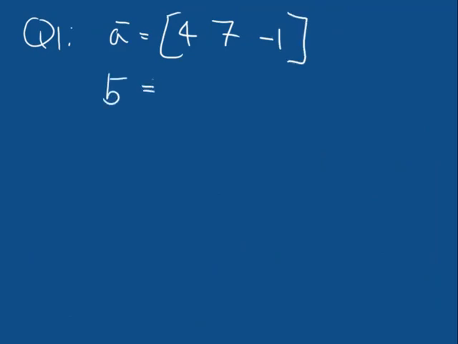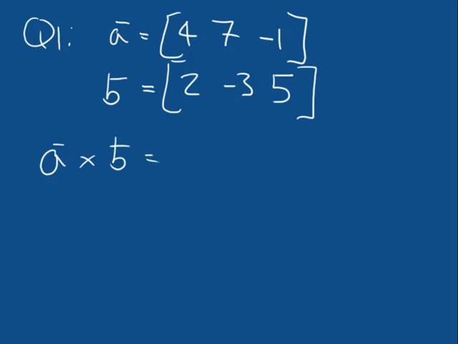Okay, so question 1. In this question, we're going to have a vector A that is equal to 4, 7, and minus 1, and a vector B that is equal to 2, minus 3, and 5. And what I'd like you to do is find the value of A cross B. So go ahead and pause the video and attempt to find the value of A cross B. Once you have a solution, or if you get stuck, unpause the video and I will work through the answer here on the whiteboard.